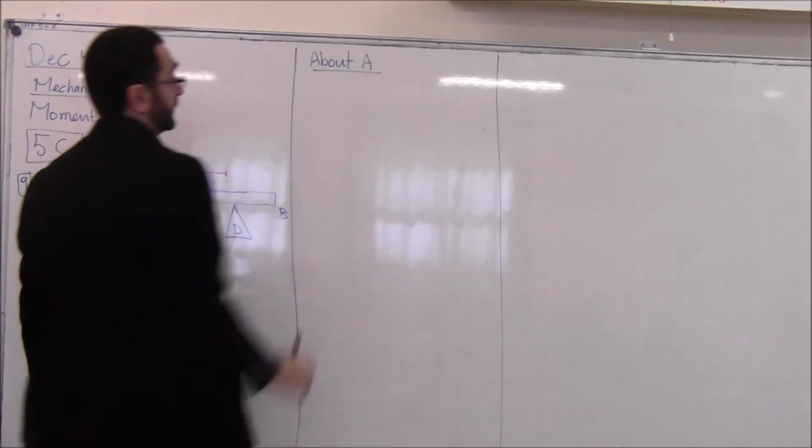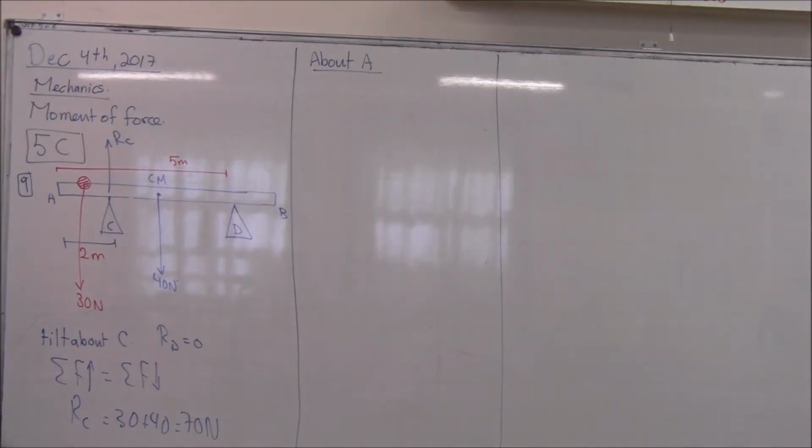A, the distance from here to here, let's say, is X. This distance between this object and A is X.